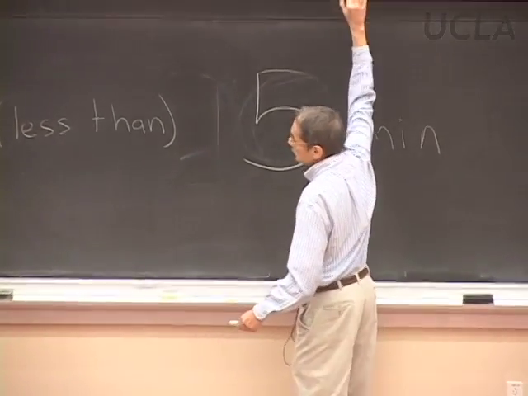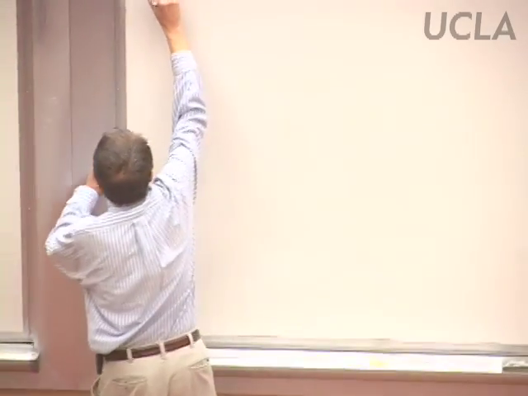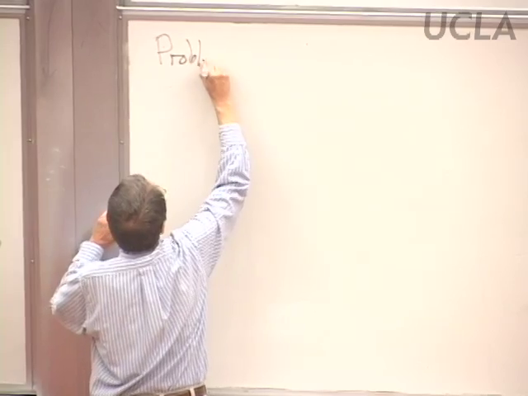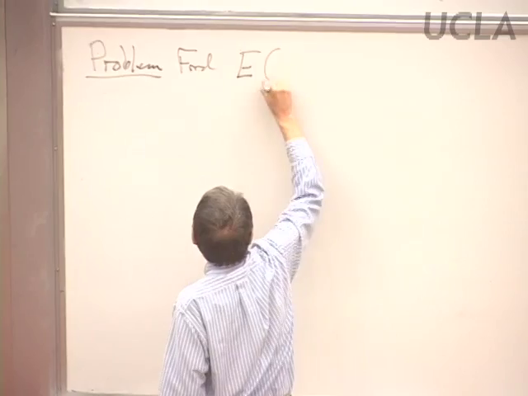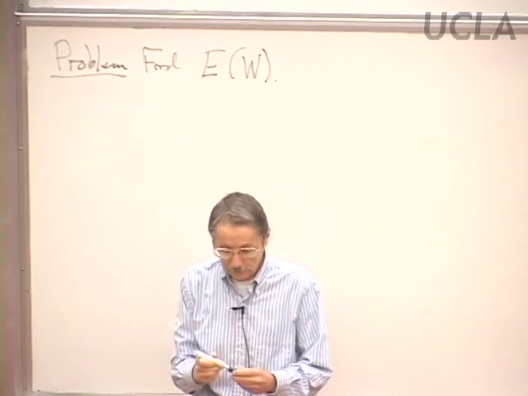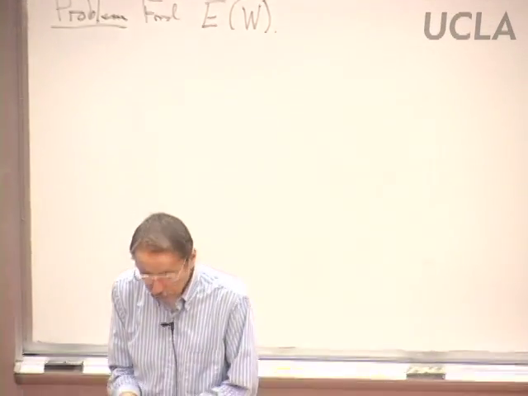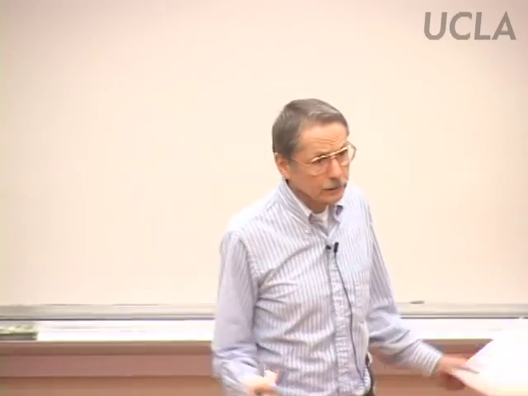Now for the next problem, we want to calculate the expected value of W, where W has the geometric distribution. Okay, so this is something we'll need to know. We know the range of W: it can be 1 or 2 or 3, so we need to take this weighted sum, but it's now an infinite sum.